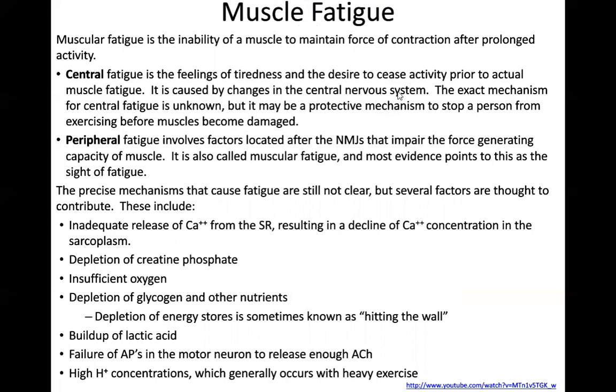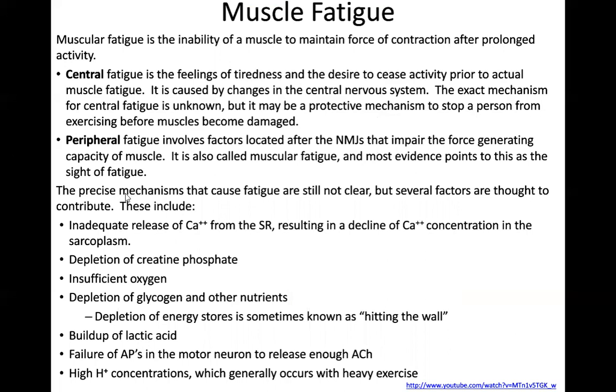We call it central fatigue because it's caused by changes occurring in the central nervous system, within the brain and spinal cord. The exact mechanism isn't really known, but it may be protective in that it stops a normal person from exercising before muscles start to become damaged. Peripheral fatigue involves factors after the neuromuscular junction, or NMJ, where a neuron and a muscle meet. This impairs the force generating capacity of a muscle, and this is what we would describe as muscular fatigue, and most evidence points to it as where things start to go wrong.